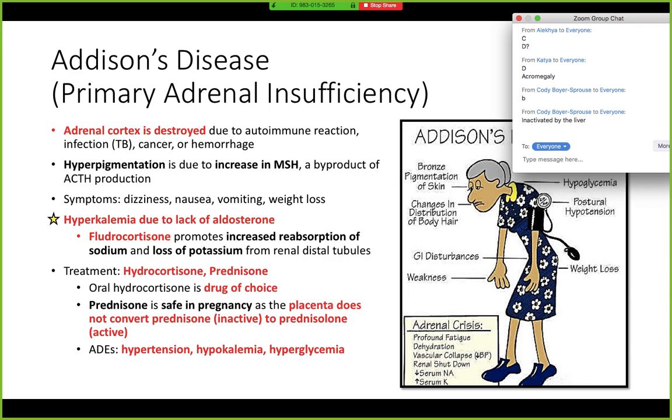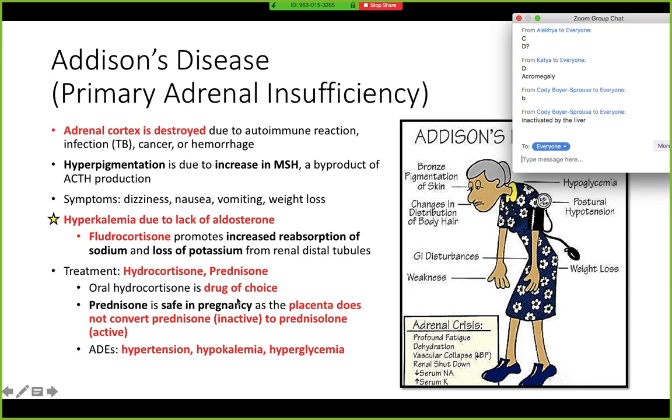Right, exactly. So aldosterone is inactivated by the liver, so you can't just give the patient exogenous aldosterone, but instead you give them fludrocortisone, and that increases the reabsorption of sodium, and it fixes your loss of potassium. So two of your big serum findings in Addison's disease are going to be decreased serum sodium and increased serum potassium. So to fix that, you're going to give fludrocortisone.